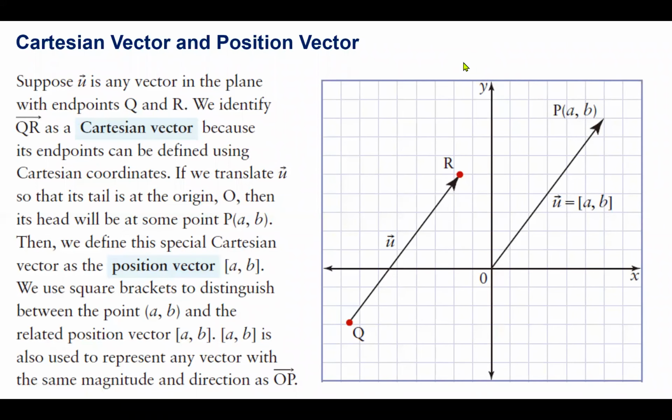Okay, so first of all, let's have a look at the concept of Cartesian vector and position vector. So suppose vector U is any vector in the plane with endpoints Q and R. We identify QR as a Cartesian vector because its endpoints can be defined using Cartesian coordinates. If we translate vector U so that its tail is at the origin here, O, then its head will be at some point P, [A, B].